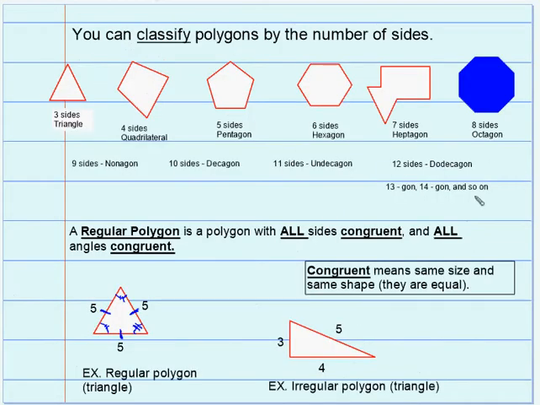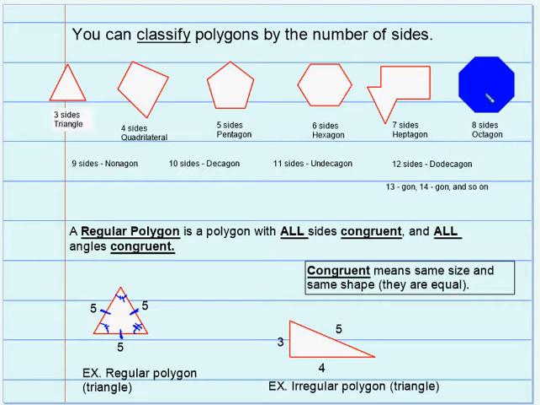So what are we going to do with them? Well, this slide here has a lot of information that you need to write down. And if you can't get this all from left to right, that's fine. Write 2 or 3 across and then do the next ones. But you can classify polygons by the number of sides. So if we have 3 sides, it's a triangle. 4 sides is a quadrilateral. 5 sides is a pentagon. 6 sides is a hexagon. 7 sides, heptagon. 8 sides, octagon.